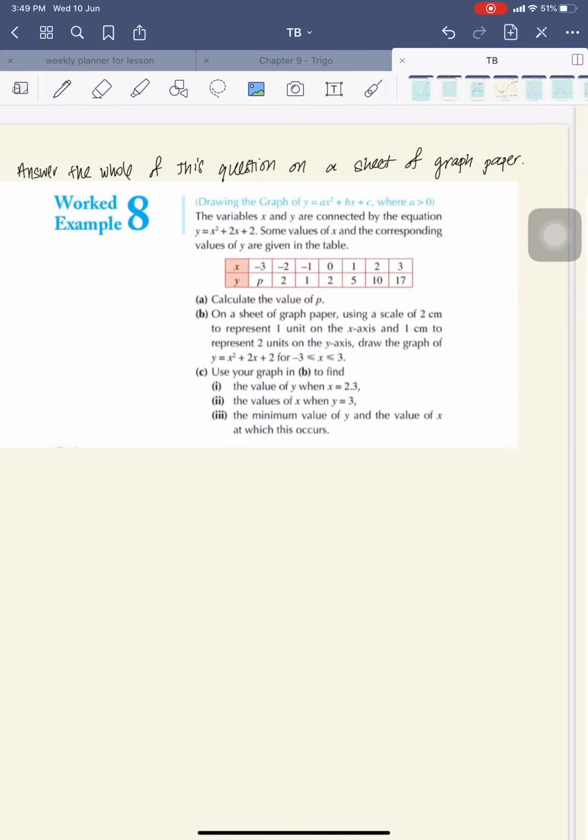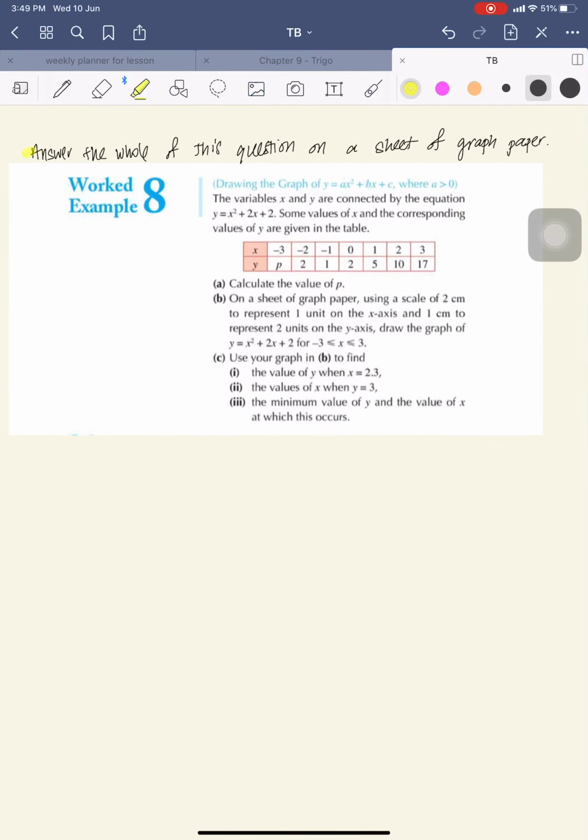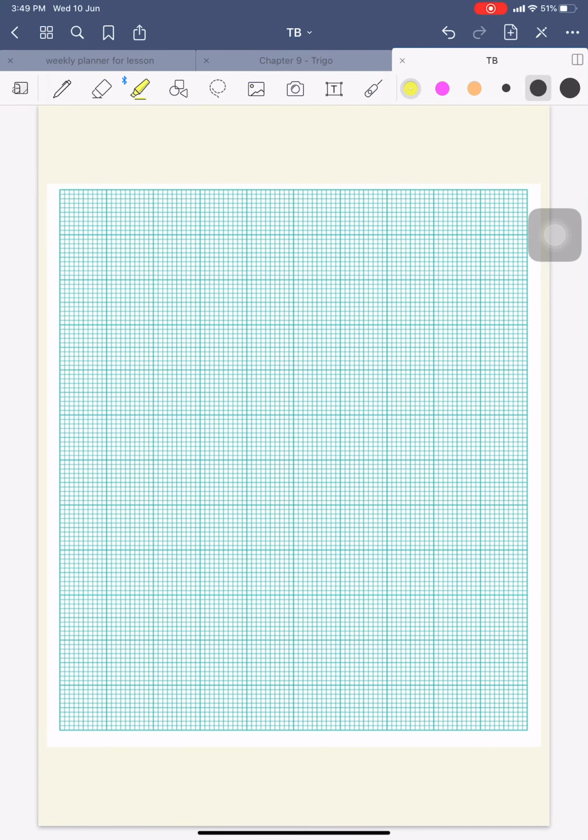Now, in your exam, this is the instruction that you will see: answer the whole of this question on a sheet of graph paper. So make sure you answer part A, part B, part C, part D, all on the graph paper. You may want to answer at the back of the graph paper, that is fine as well. But please do not answer the questions on foolscap paper. Everything should be on the graph paper. Okay?